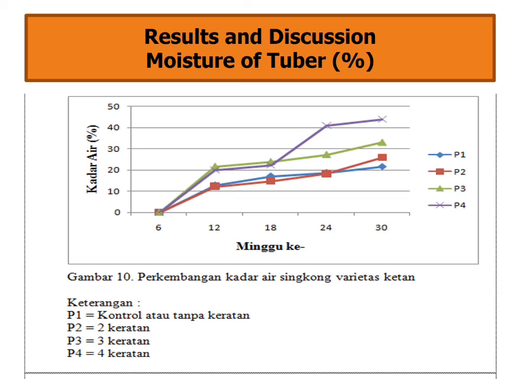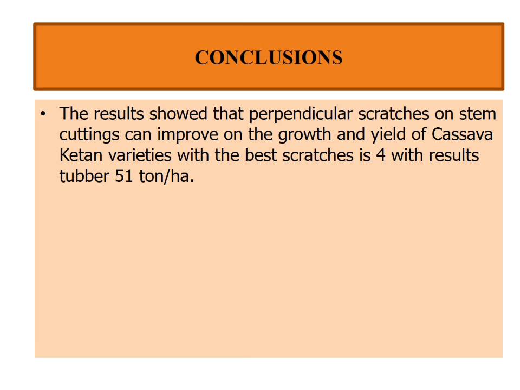Based on this table, the development of the root system by scoring, so that the overall treatment continued to increase, but the best development increase is the force tracks or cutting treatment, followed by the result of the tuber diameter and weight of tuber. Conclusion: the results show that the perpendicular stretch on the stem cutting can improve the growth and yield of cassava ketan variety, with the best stretch is 4, with the result tuber 51 ton per hectare.